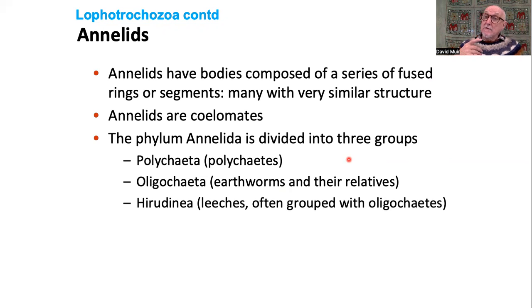Let's go back to our previous class and look up what that meant. But the annelids are true coelomates. And the coelom in the annelids has various functions, but one of its most important functions is that it is fluid filled. So it's used to conduct oxygen and nutrients and everything back and forth.